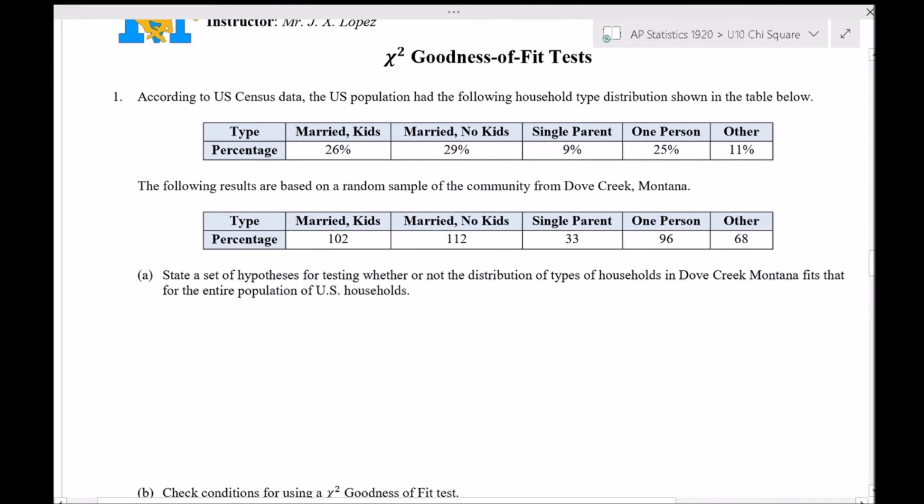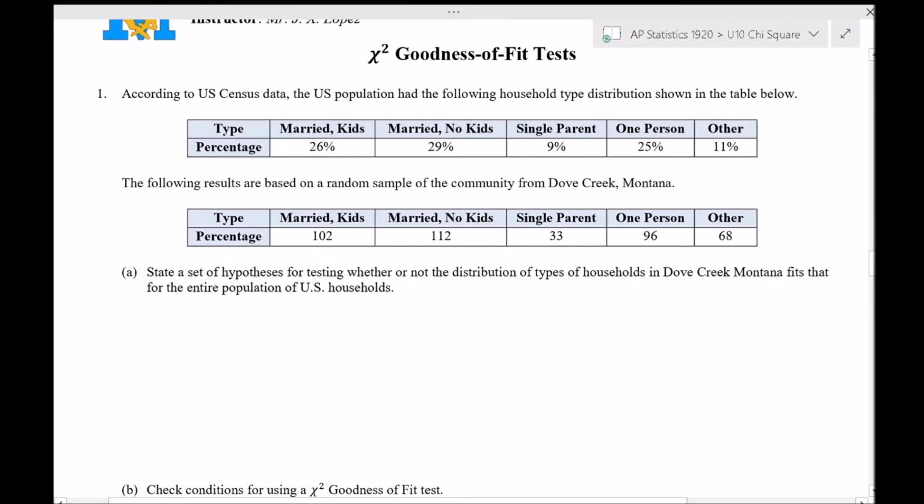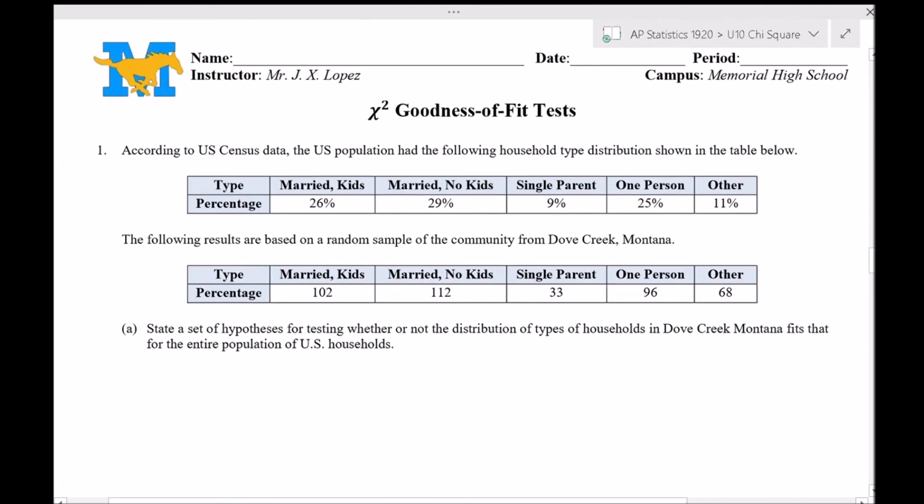So letter A. State a set of hypotheses for testing whether or not the distribution of types of households in Dove Creek, Montana fits that for the entire population of U.S. households. So we're not talking about 2 different populations. We have one population distribution. This is the major distribution that we're going to be checking against. And then we have an individual sample, one sample, and that's from Dove Creek, Montana. We don't have 2 samples that we're comparing. It's one sample, checking to see if it fits this larger distribution that's assumed to be the case for a certain group of people.